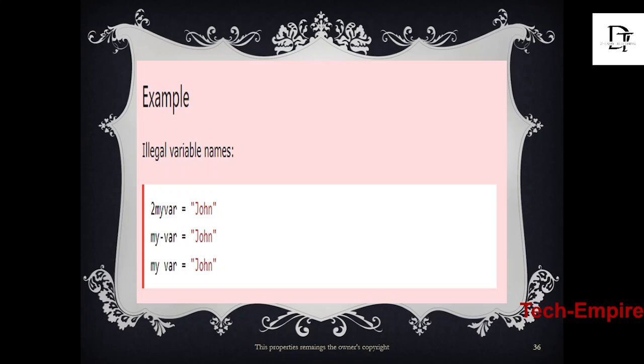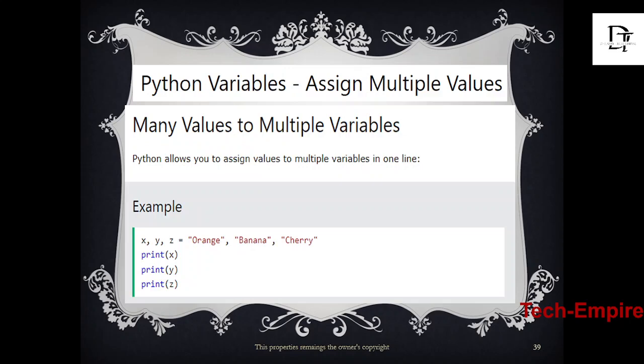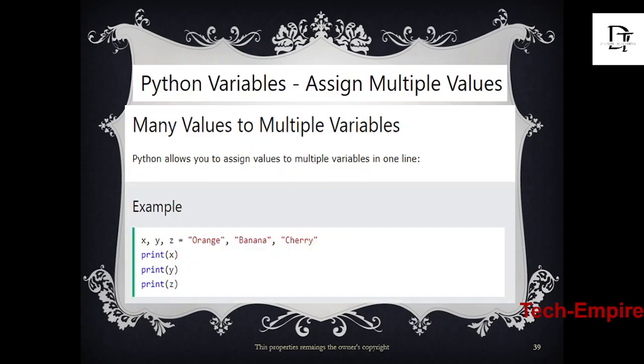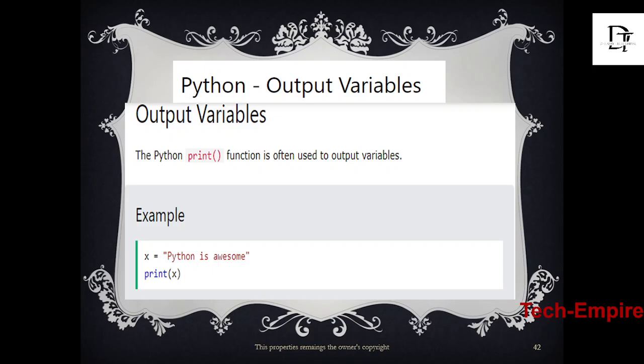So these are the illegal ones. This is not good. We have all these types: the camel, Pascal, and the snake, which I explained yesterday also. Now, this is where we are going to start. How do we output variables in Python?